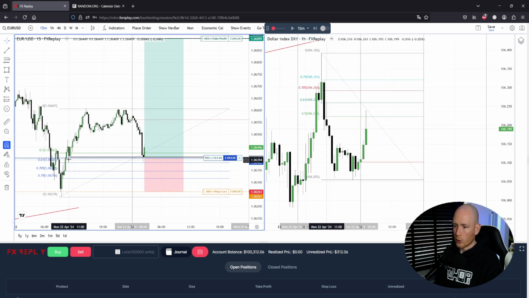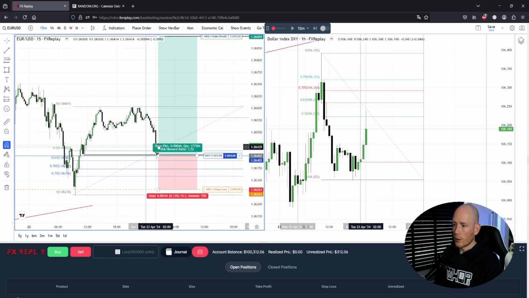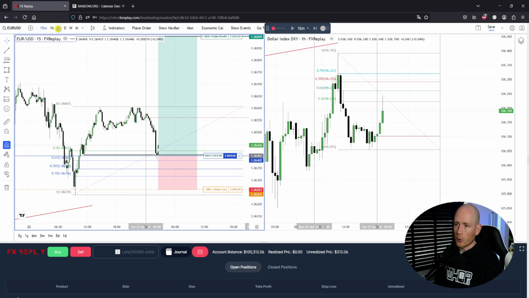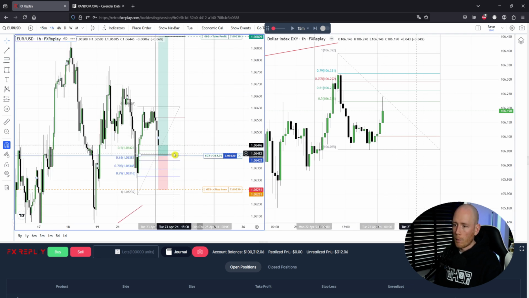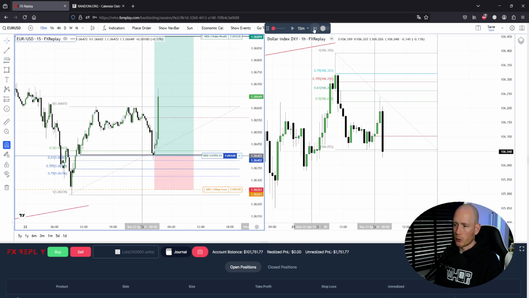Okay, we got tagged, right? So we took out this low. I like that. I want to see immediate reaction from this area. And if we can get a 1 hour CSD, which probably is not likely, I'll try to scale in, but let's see where this goes first.